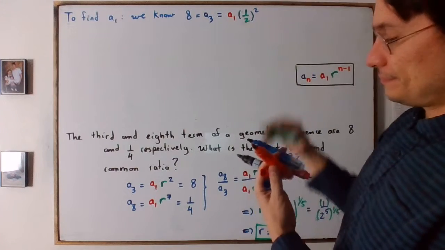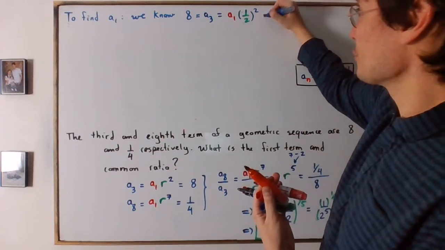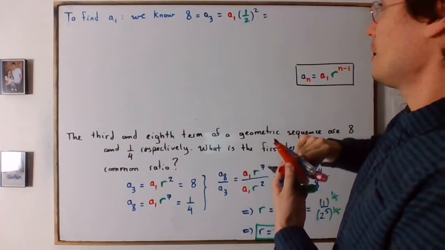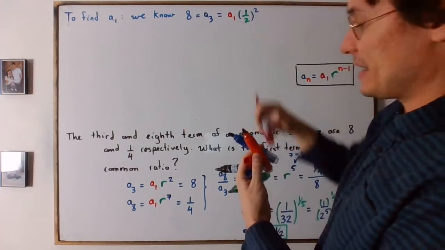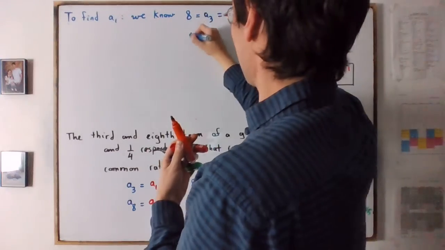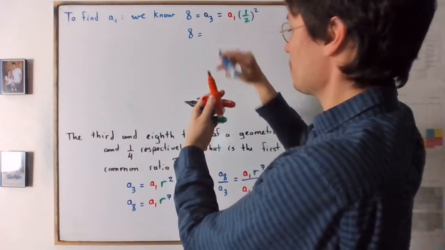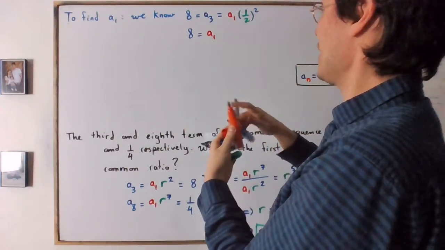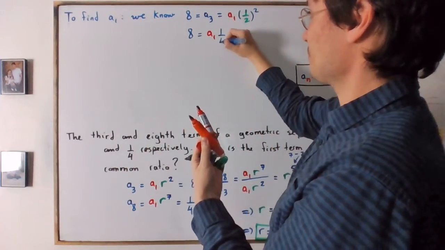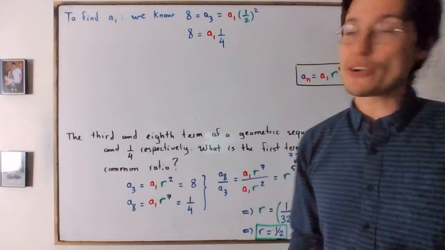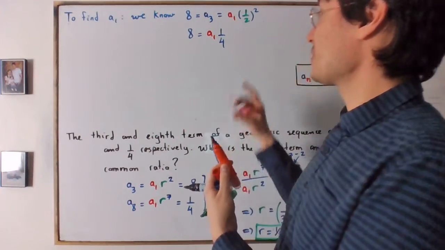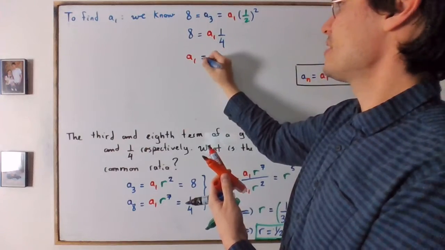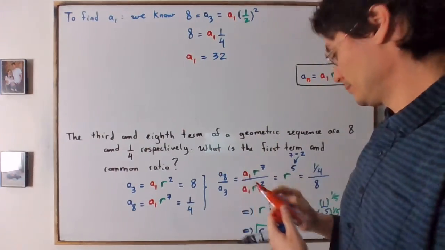All right, then the rest is just to literally calculate this. 1 over 2 squared will give you 1 over 4. So you will have overall, let's write it right underneath, 8 is equal to a1 multiplied by 1 over 4. And now the rest is pretty easy because you just multiply both sides by 4 and you get that a1 is 32. You got it.